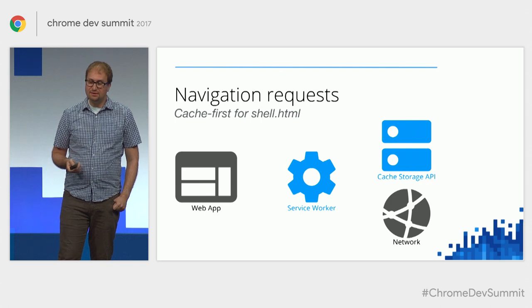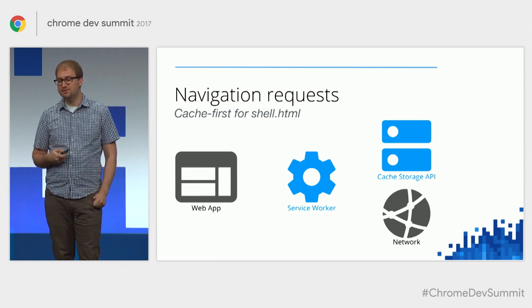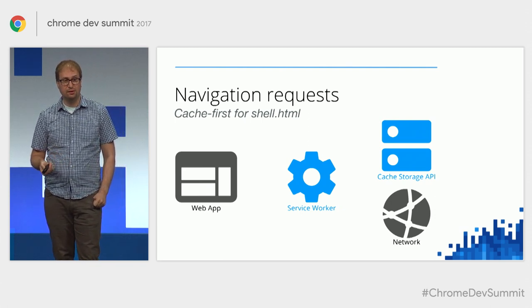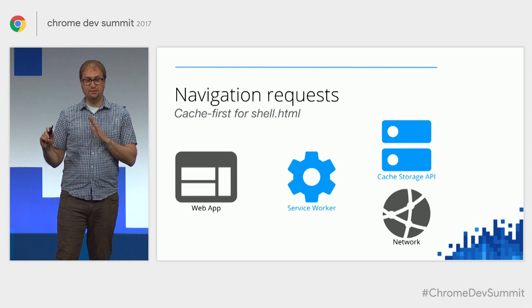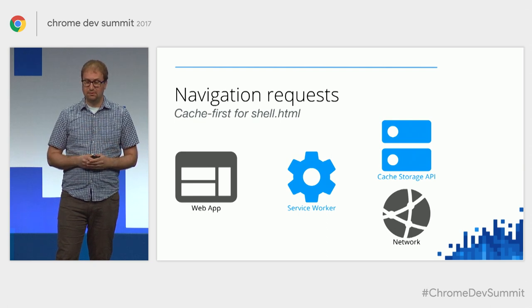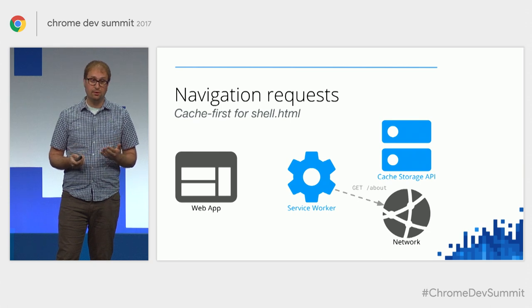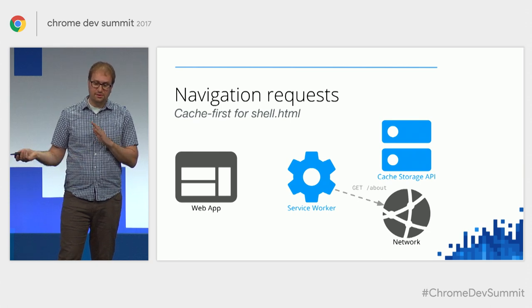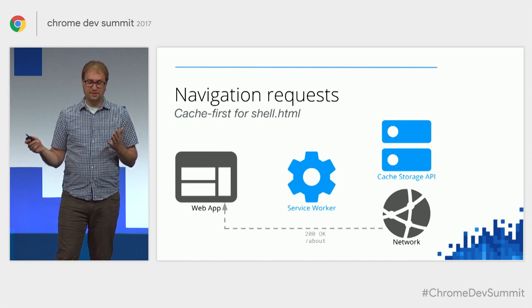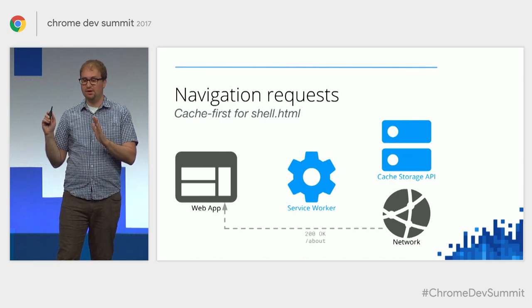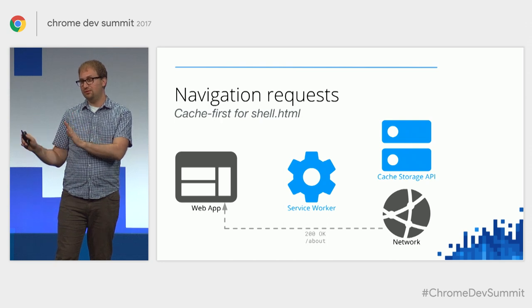But Pinterest needs a more flexible approach than just serving the same HTML for every single URL. Some navigation requests, like for their about page, can't be satisfied with that same HTML app shell. And the service worker needs to send those requests to the network. Those requests do lose the benefits of going cache first, but it does mean that they have the flexibility of serving HTML that's tailored to some of their custom pages.